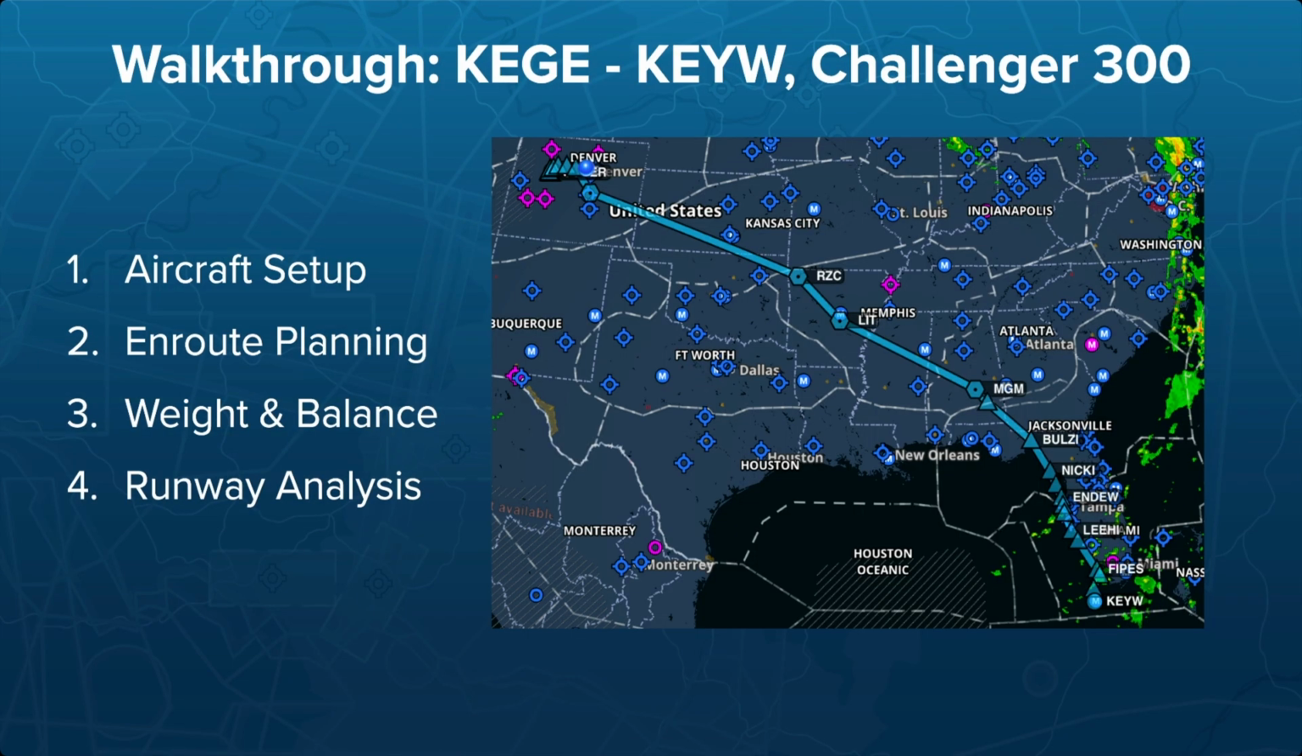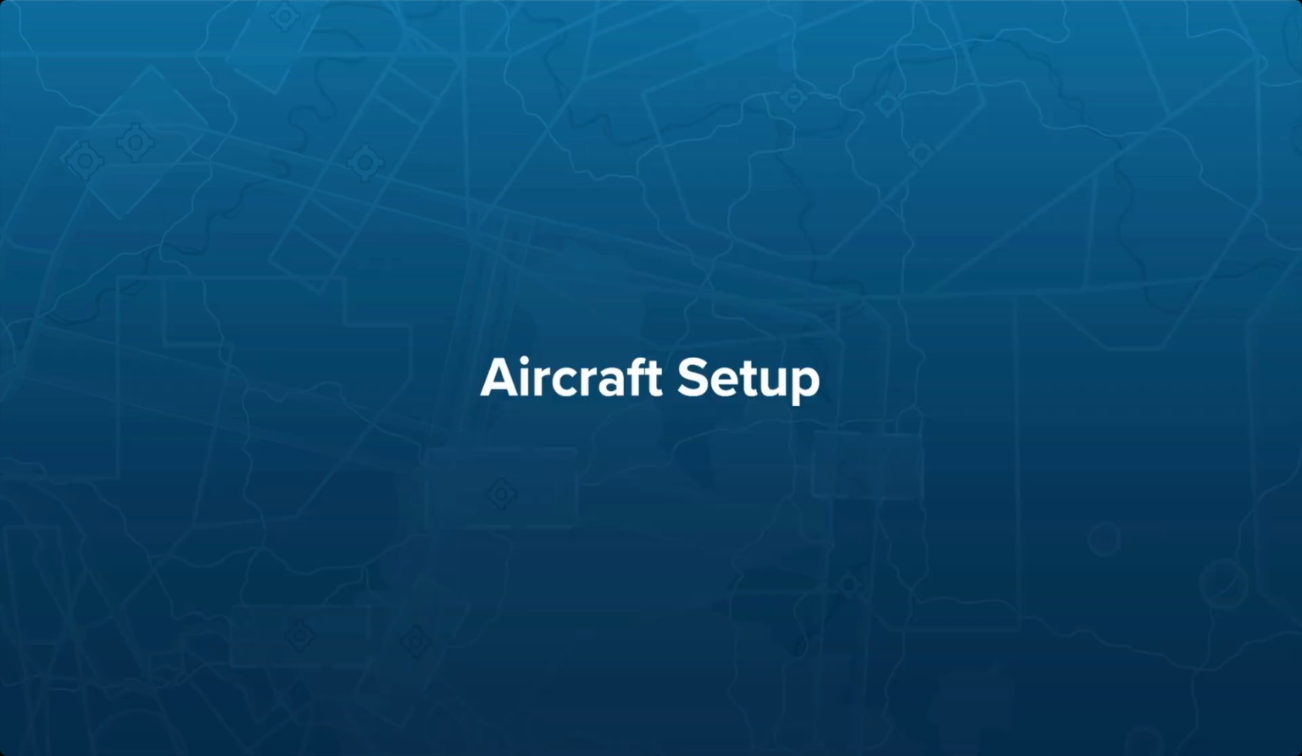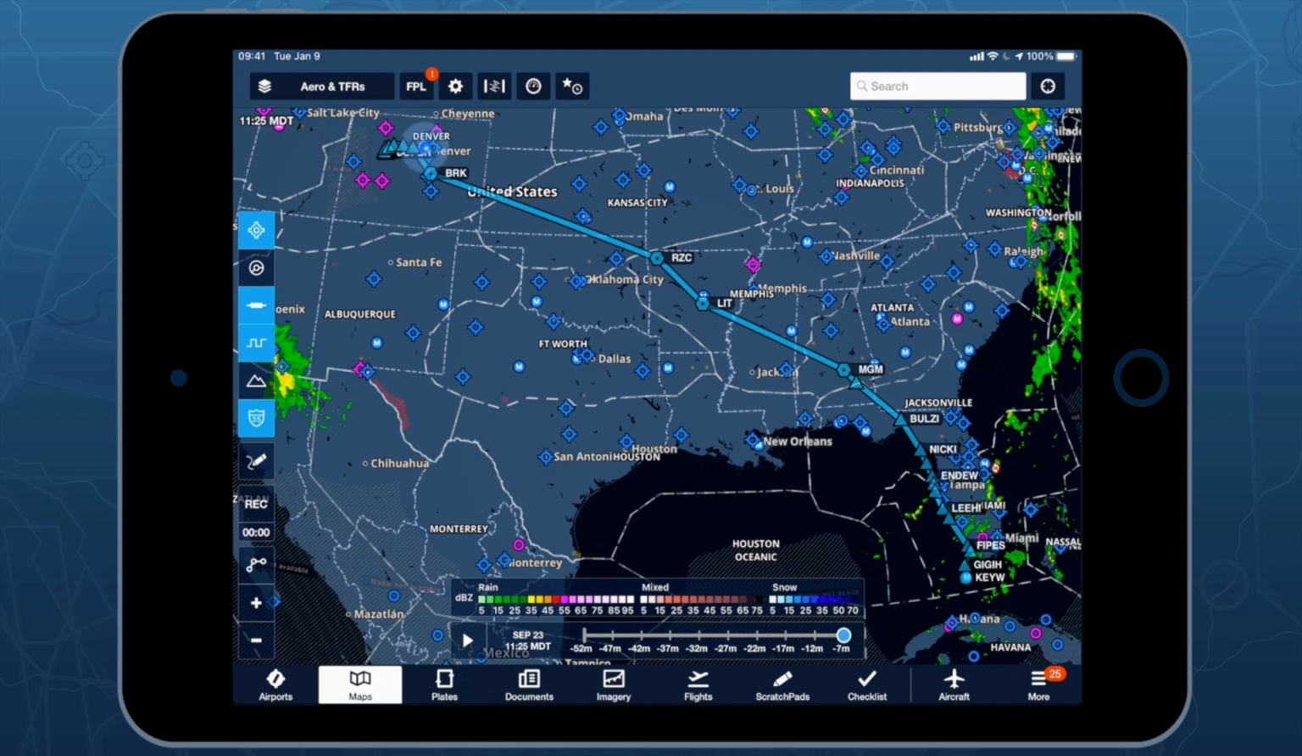Okay, with that, let's get into an actual demo here. The flight today I'm going to demo is from KEGE, which is Eagle County in Colorado, and we're going to fly down to Key West in the Challenger 300. I'm going to go through the four main steps here: aircraft setup first, then I'm going to switch over to route planning, followed by weight and balance, and finally the runway analysis. Let's start with aircraft setup first. All right, so this is the route shown on the map, as I previously showed in the screenshot before.